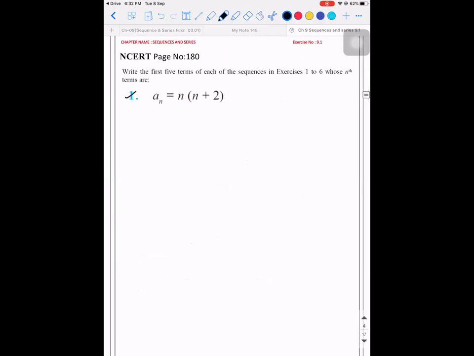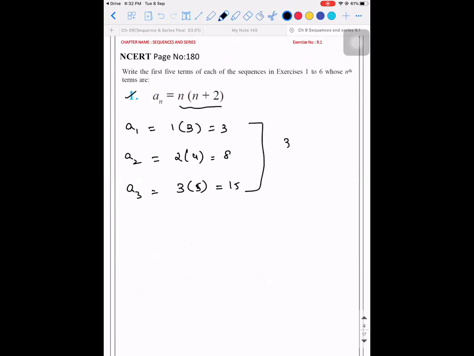So I'll do 2 more problems and I'll move on to the next one. an is equal to n into (n plus 2). So what is a1? 1 into 3, 3. a2, 2 into 4, 8. a3, 3 into 5, 15. It keeps on going like this. So 3, 8, 15, and so on. So this is the sequence. This is not an arithmetic progression.